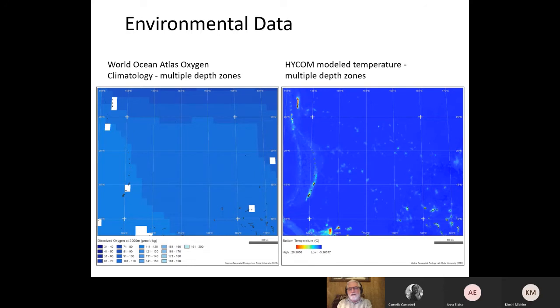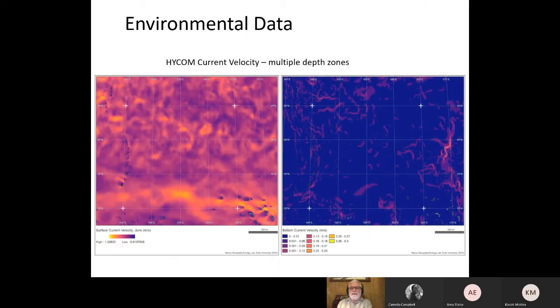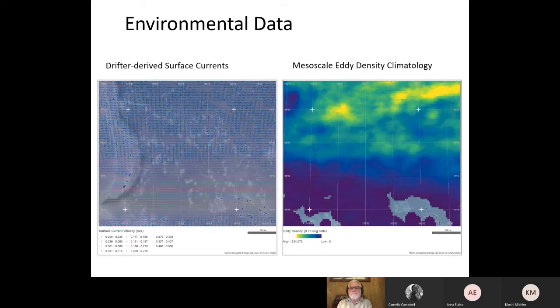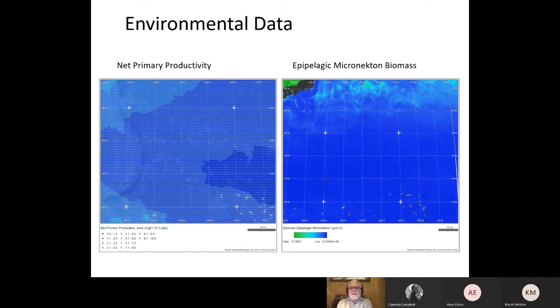We have oxygen climatologies at multiple depths, and models from the HYCOM model looking at temperatures at multiple depth zones, and also current velocities at multiple depths. So here we're looking at, on the right-hand side, bottom currents. We have surface drifter data that allows us to look at empirically derived surface currents, mesoscale eddy density climatologies, environmental data on potential net primary productivity, and epipelagic micronekton biomass.